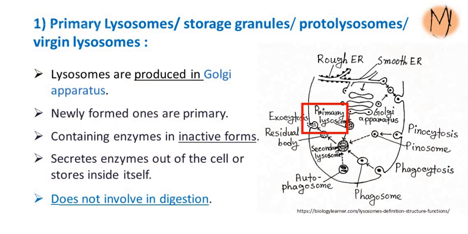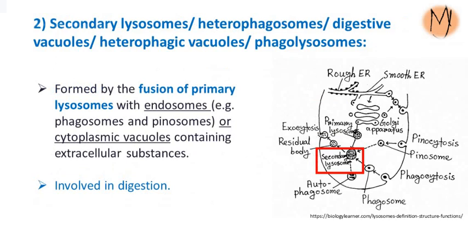Primary lysosomes are also called storage granules or protolysosomes or virgin lysosomes. First, lysosomes are produced in the Golgi apparatus. Newly formed ones are primary lysosomes, which contain enzymes in inactive forms. They secrete enzymes out of the cell or store them inside itself. This is not involved in digestion. Secondary lysosomes are also called heterophagosomes or digestive vacuoles or heterophagic vacuoles or phagolysosomes. These are formed by the fusion of primary lysosomes with endosomes. You can find them as phagosomes and pinosomes or cytoplasmic vacuoles containing extracellular substances. These are involved in cellular digestion.